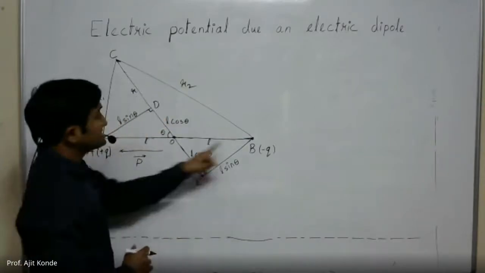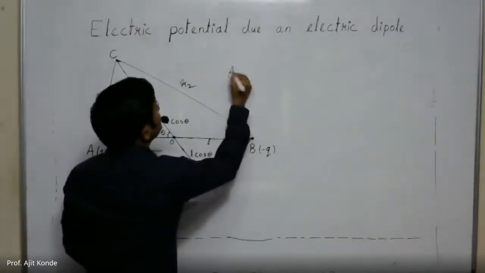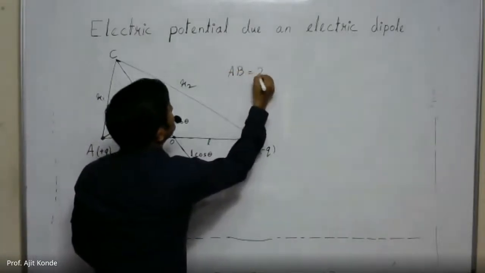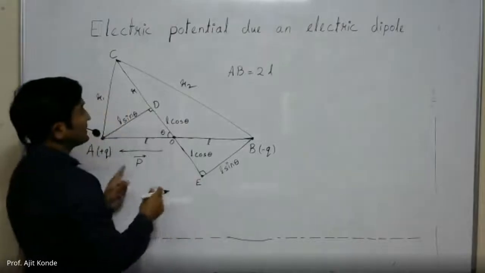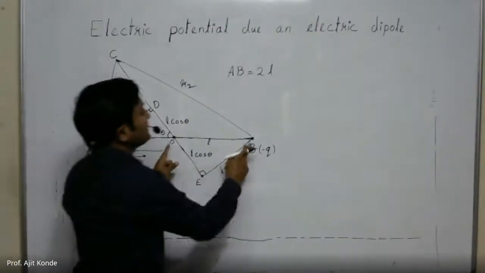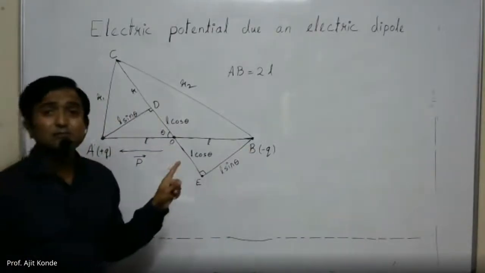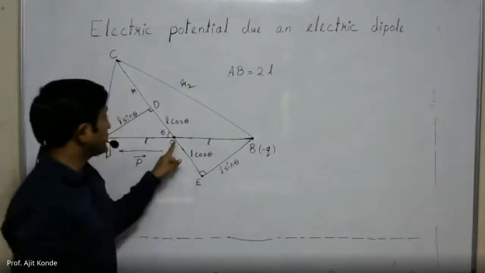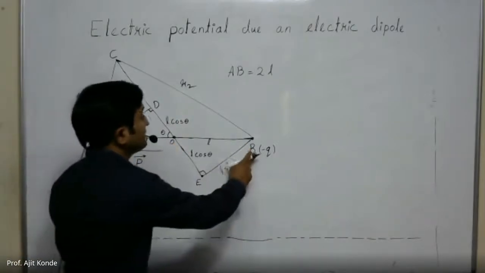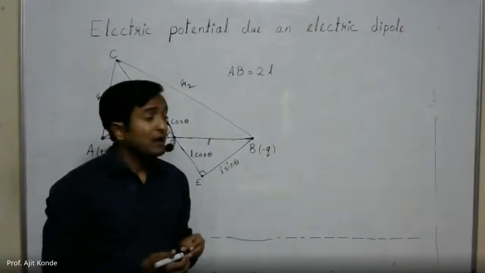What is the distance between AB? The distance between AB will be equal to twice of L. By this, what can you say? OA is equal to L and BO is equal to L because O is the midpoint of this electric dipole.